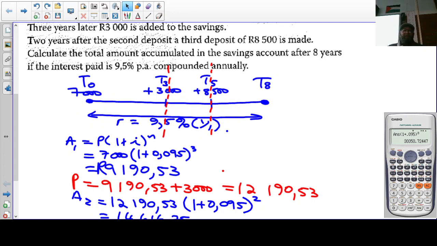So for homework I want you guys to do the following. It's exercise 12.8. You do for me the odd numbers. So please don't do the whole exercise. You do 12.8.